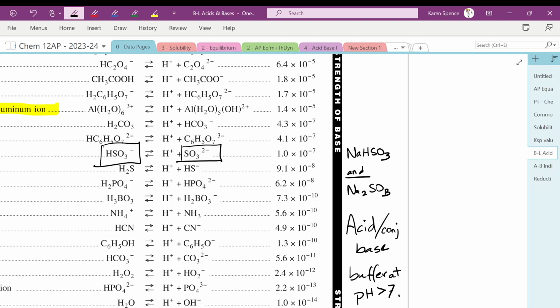Water will not buffer. Water just says, oh, look, hydronium, here it is. Stay around. Are you answering the question? You're asking a question. I will take an asking question.